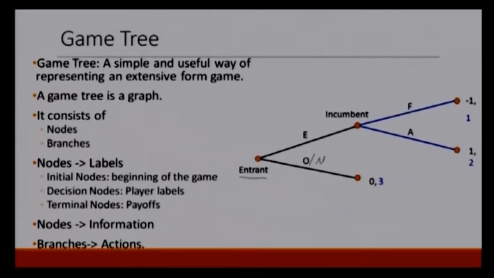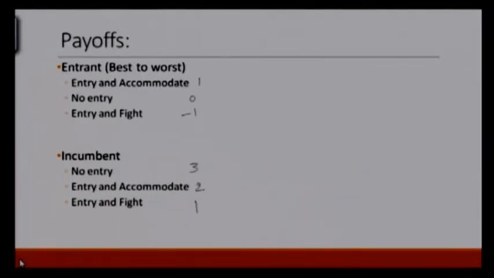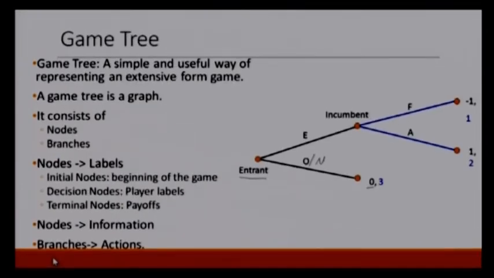If entrant remains out of the market, then entrant gets 0, as notice that this is the second most preferred outcome for the entrant, and incumbent gets 3. But if entrant enters the market, then incumbent gets to either fight or accommodate. So these are the 2 things that incumbent can do, and these are the respective payoffs that we have written in the earlier slide. So what is a game tree?